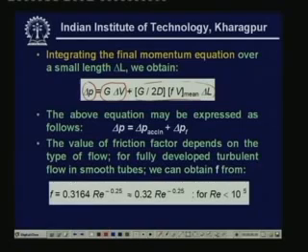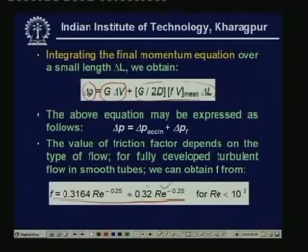So the above equation can be written like this: delta P is equal to delta P acceleration plus delta P friction. The value of friction factor depends on the type of flow, and for fully developed turbulent flow in smooth tubes we can obtain f from this equation: f is approximately equal to 0.32 Reynolds number to the power of minus 0.25.